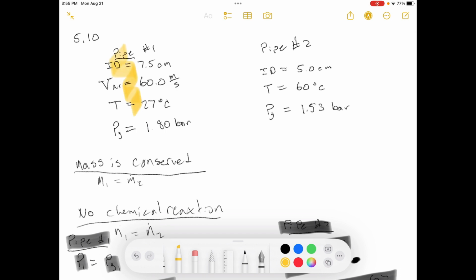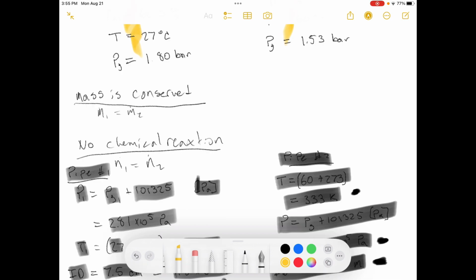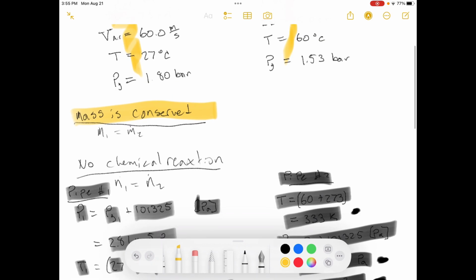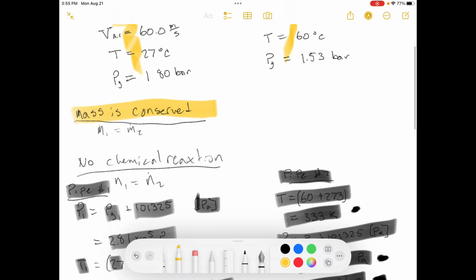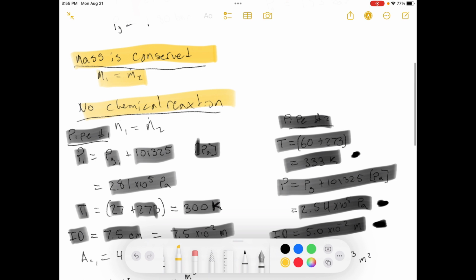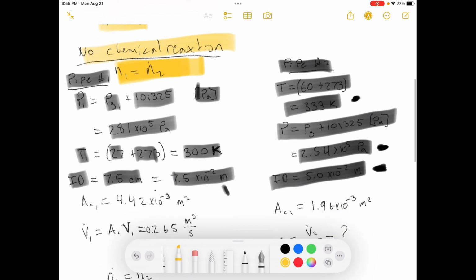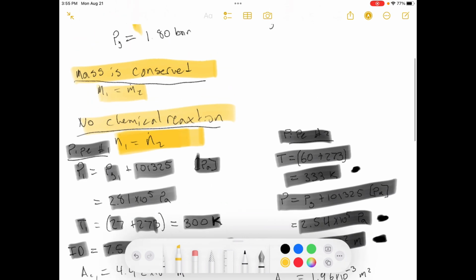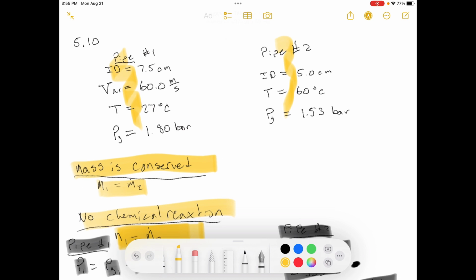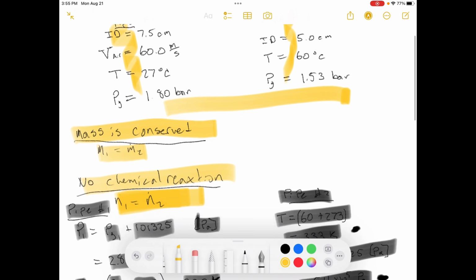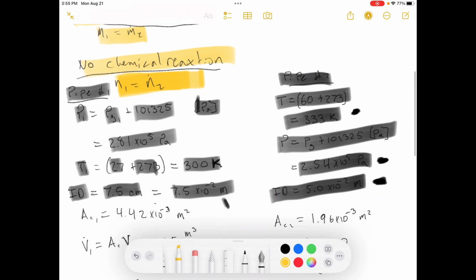Okay, so this is the information they gave us in the problem statement. The important concept here is that mass is conserved. Like I was saying, the amount of mass going into the pipe has to come out the other end. There's no chemical reaction going on, so in fact the number of moles is also conserved. So let's take all this information and turn it into more usable information so that we can use our ideal gas law.